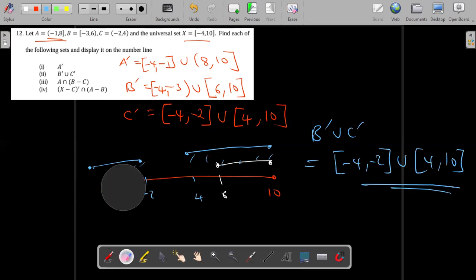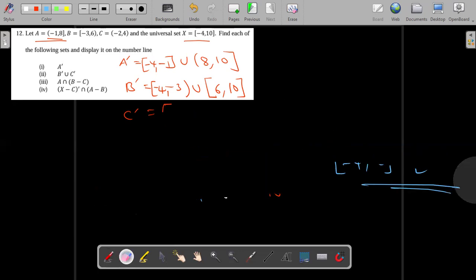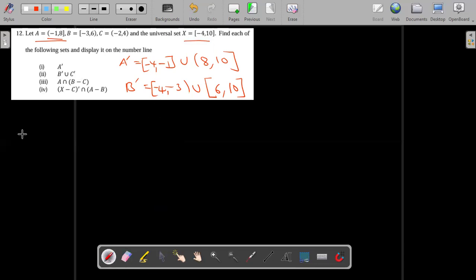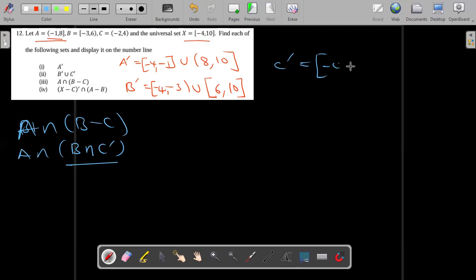Okay, for the last two, you have A intersect B minus C. So what is A intersect B minus C? You have A here intersect B minus C. B intersect C complement is what this means. So I can work out this B intersect C complement first of all. So I have my C complement, which I had found, remember? My C complement went from negative 4 to negative 2 union 4 to 10. So I shouldn't forget this.